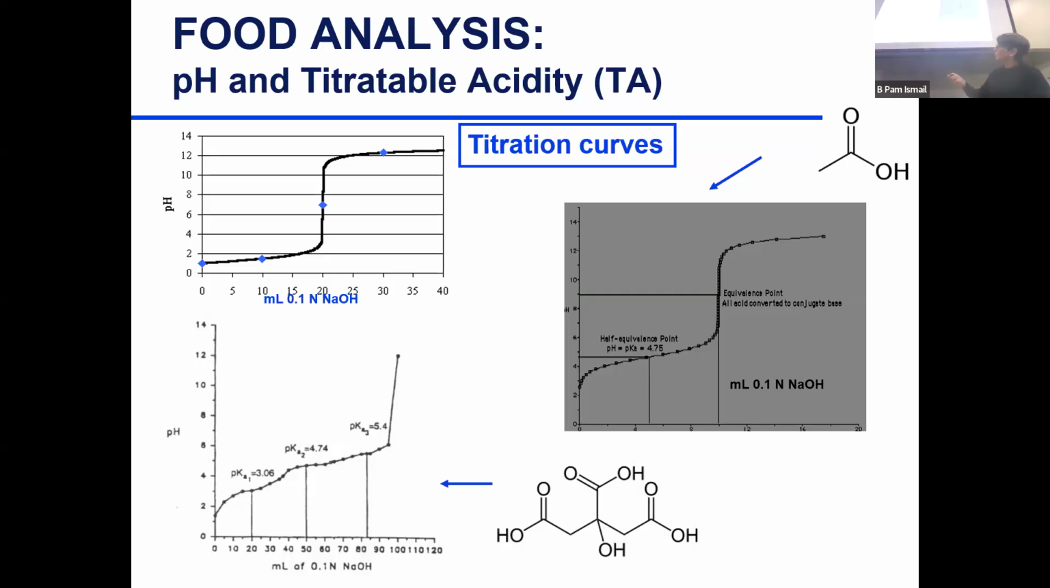So you see three buffering zones. You see an increase in pH, and then there's a buffering zone around the first pKa, then the pH increases, another buffering zone, and a third buffering zone until all H's have been dissociated. And then we see a spike in the pH. This here is acetic acid, which has only one pKa, so we see only one buffering zone.